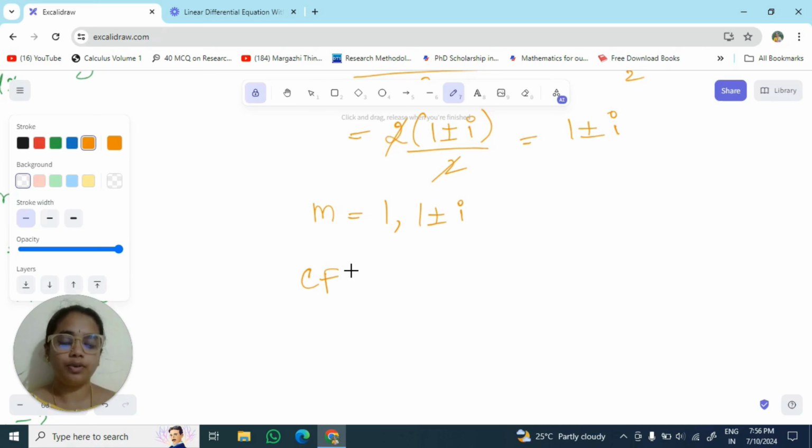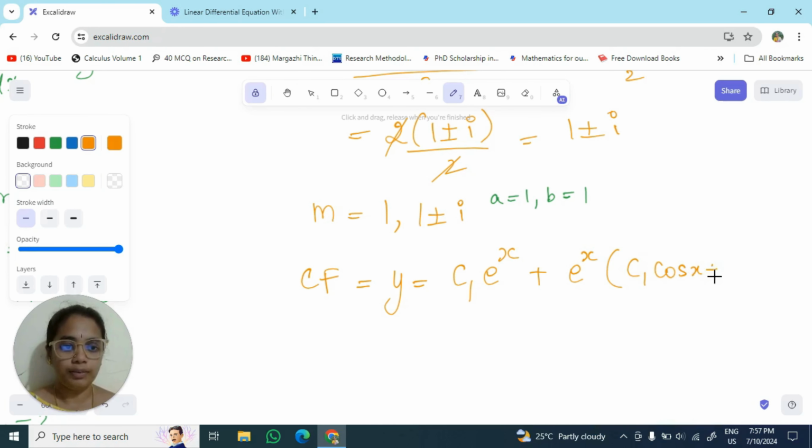Okay, so what would the CF be over here? CF is nothing but y is equal to C1 e to the power x, because that is a real root, plus, this is in the form of a plus or minus i into b, right? Where the value of a is 1 and the value of b is 1 again, because 1 into i is i. So I can write it as e to the power x, 1 into x is x itself, into (c1 cos x plus c2 sin x).